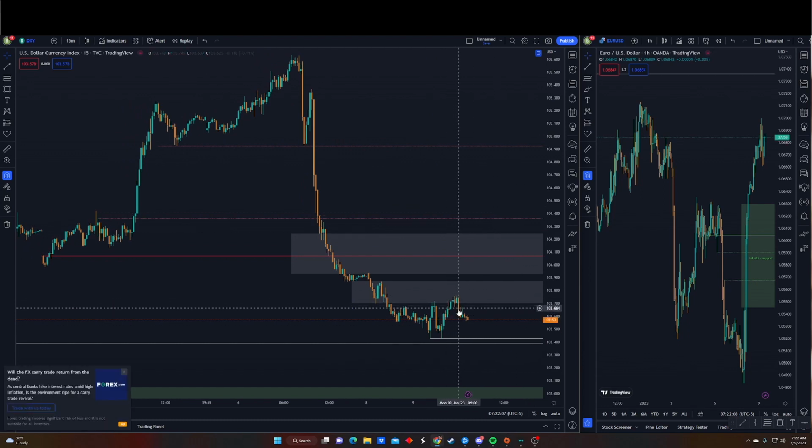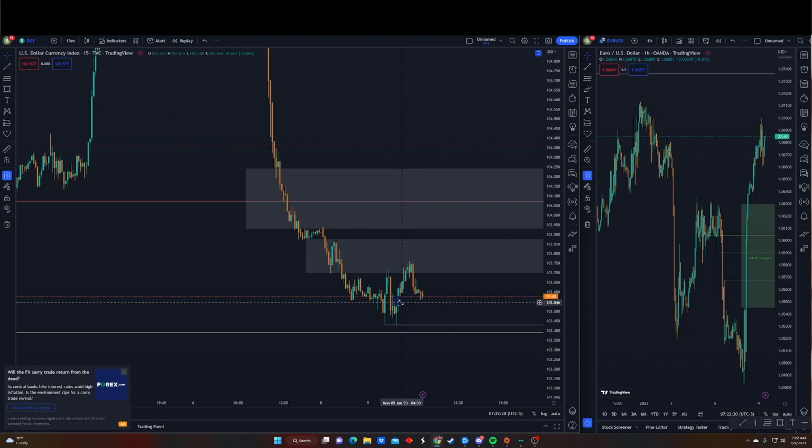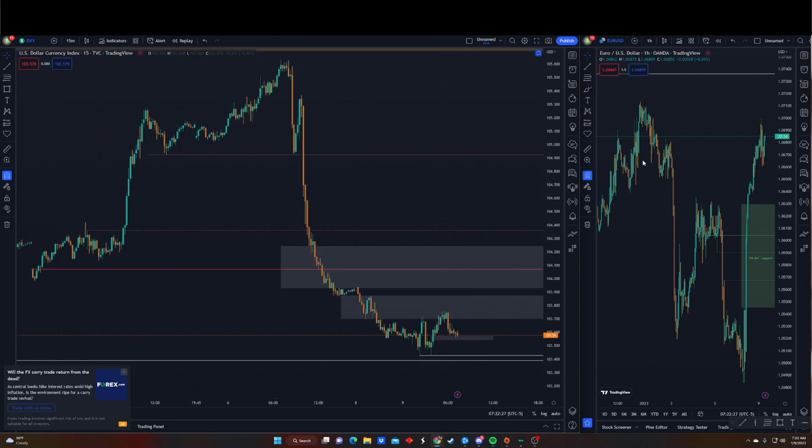Let's shift to market structure. Right now we're filling in a 15-minute fair value gap. So we'll see how price responds off of that fair value gap. Now I'm going to be keeping an eye on that on my other screen, which you won't be able to see. That's the only downside, but that's okay. We'll make it through.